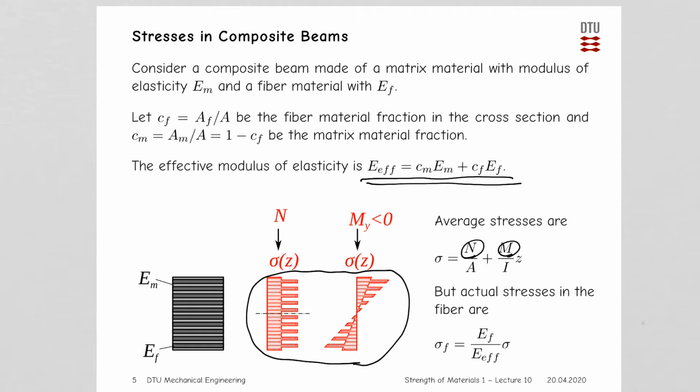Then we can use a very simple correction as shown here in the last formula. When we have computed the average stresses from the top formula, then we can scale the values with the fiber Young's modulus and then divide by the effective Young's modulus, and use this scaling factor to predict the actual stress in the fiber material, which is of course typically much, much higher than the average stress in the composite beam.